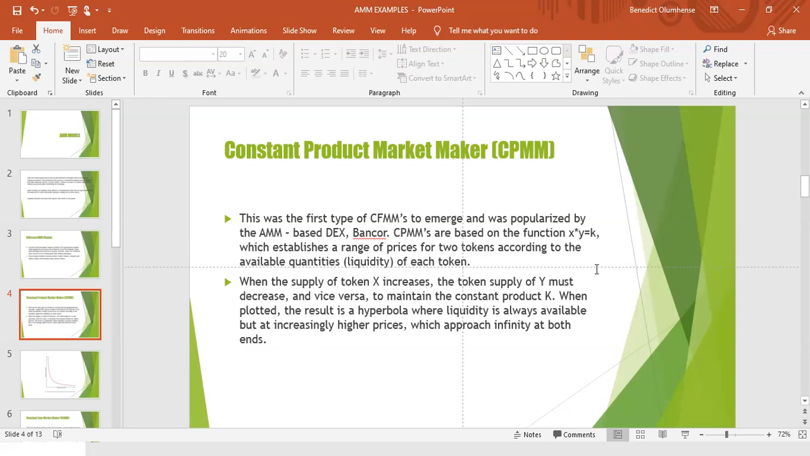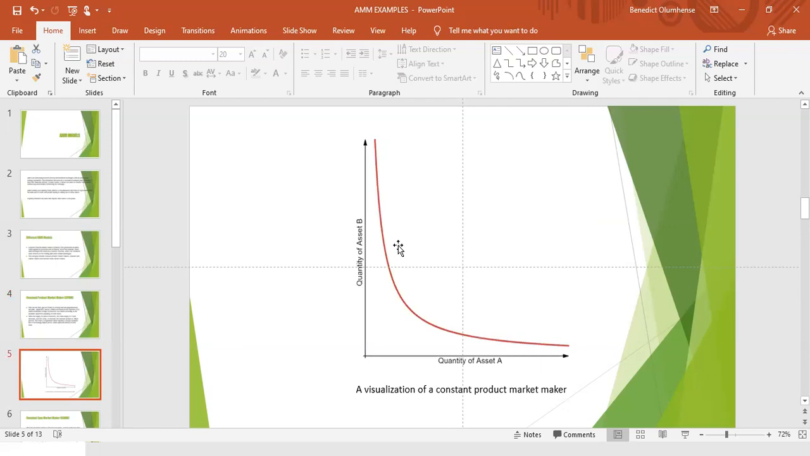This happens because at increasingly higher prices, we approach infinity at both ends of either the token X or the token Y. So this is usually the graph for a constant product market maker, right? This is just basically what it looks like, and there's nothing more to it. So let's just keep moving on.